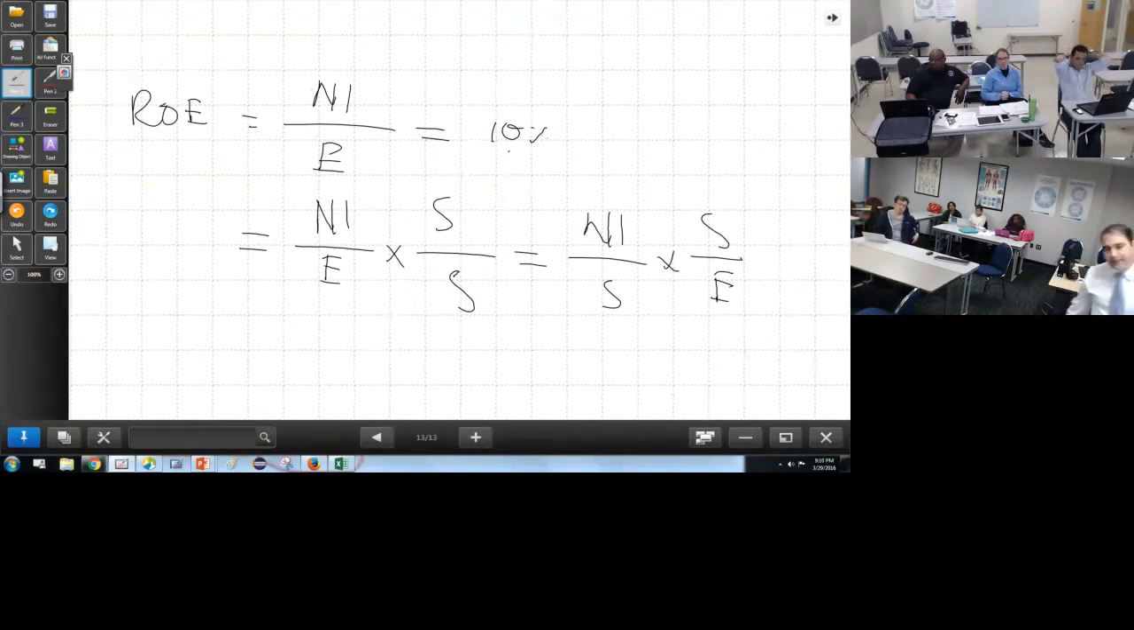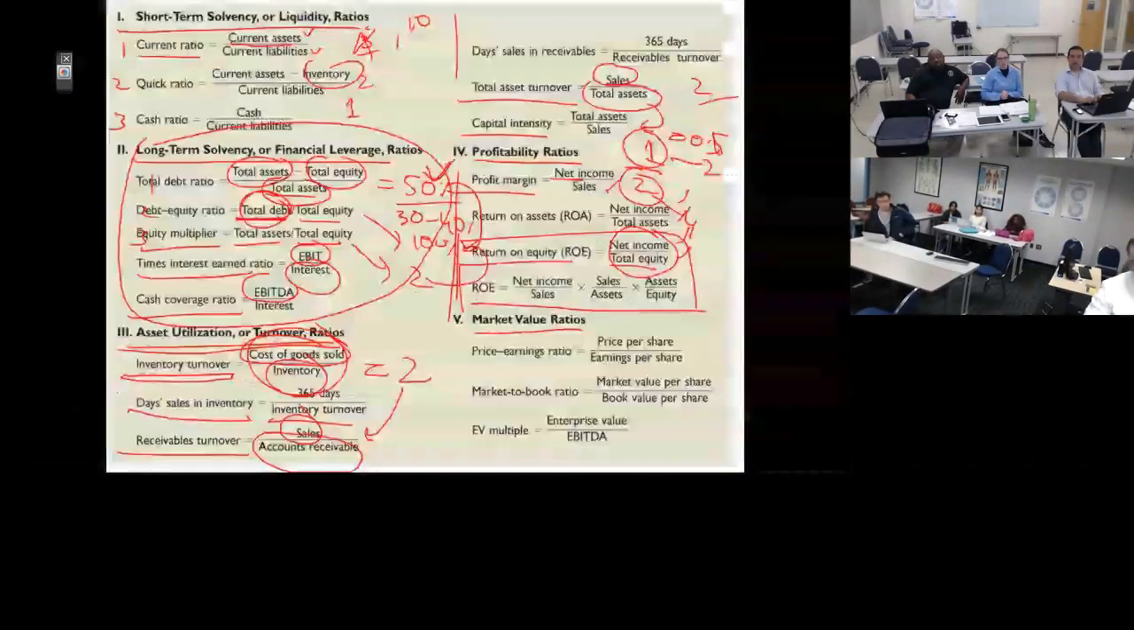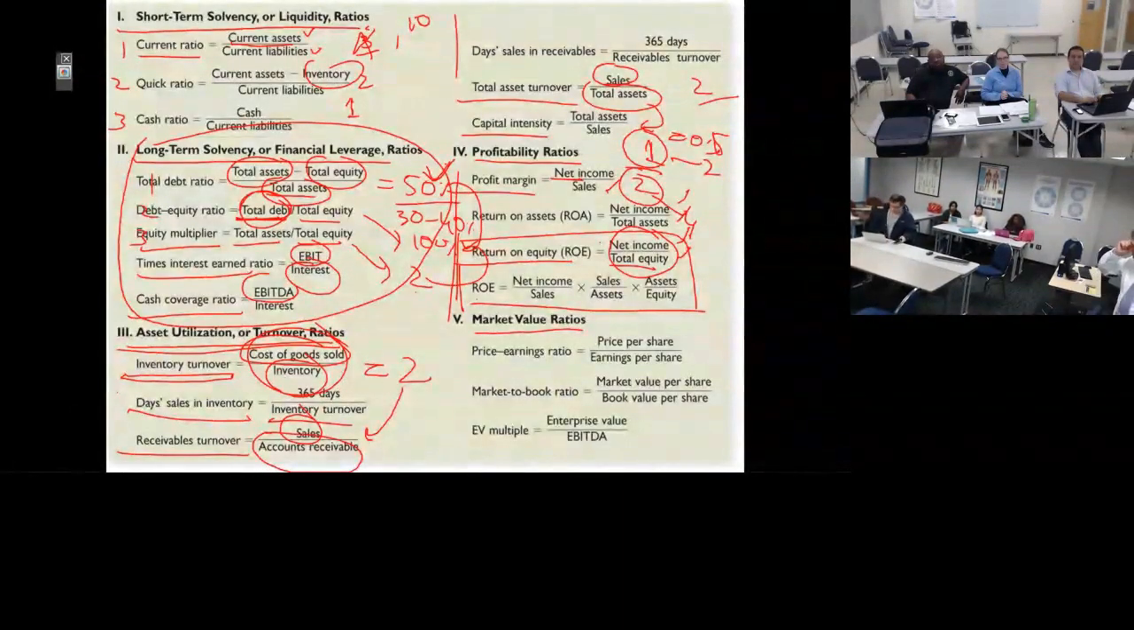Okay. I can then do another thing. I can multiply this by assets and divide this by assets. Then again, they cancel out, and the net result is the same as that one. The reason I'm trying to do this is to arrive at this equation. This one. Okay?